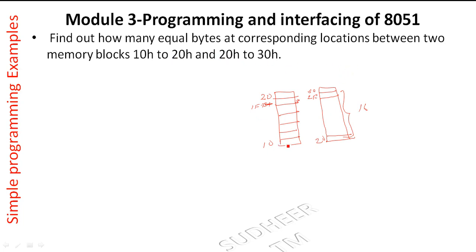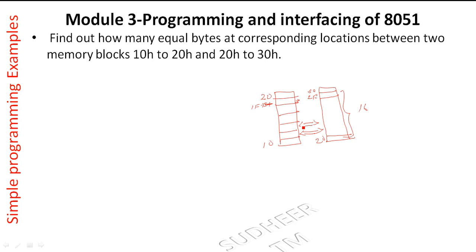So check if 10H and 20 are equal or not. If they are equal, increase the counter. Then 11 and 21 check. If they are equal, increase the counter. So corresponding locations we need to do the checking. If the locations have the same data, we need to increase the content of a counter by 1. For that, let us take a counter.